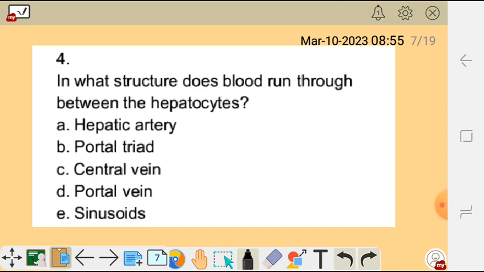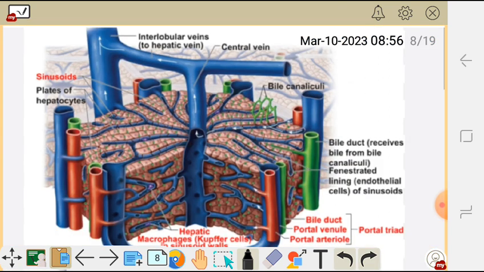Question 4. In what structure does blood run through between the hepatocytes? A. Hepatic artery, B. Portal triad, C. Central vein, D. Portal vein, and E. Sinusoids. So the liver has a functional unit which is called a lobule.